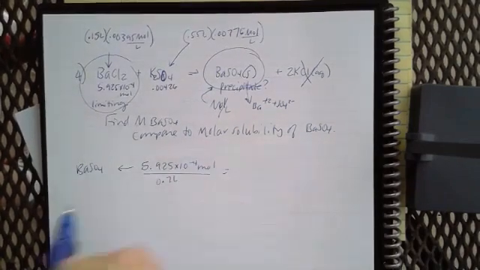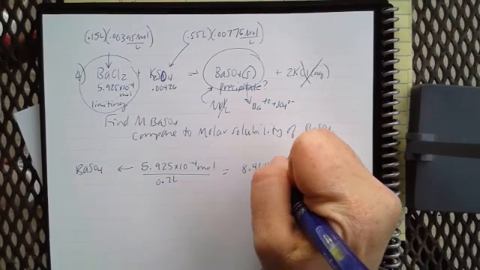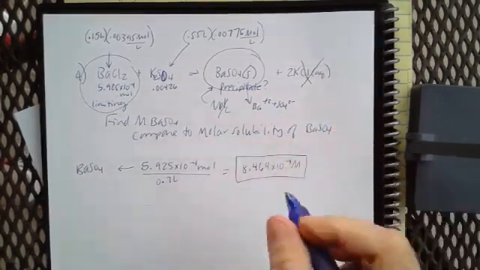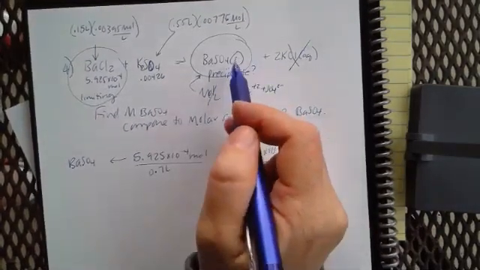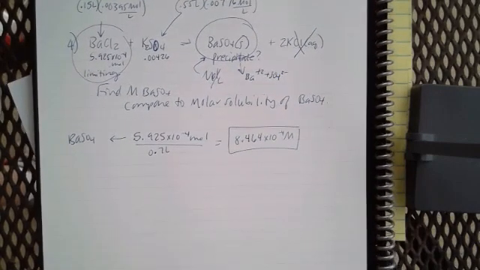And then the molarity would be 5.925 times 10 to the minus 4 divided by 0.7 liters. That's 8.464 times 10 to the minus 4 molar. Okay, I didn't answer the question yet, but I did find the molarity of my barium sulfate. Now I have to find the molar solubility and compare that.